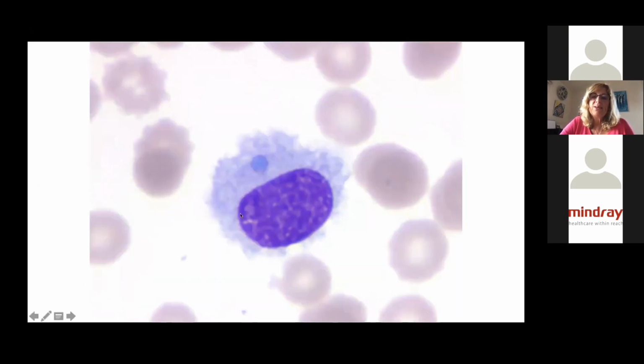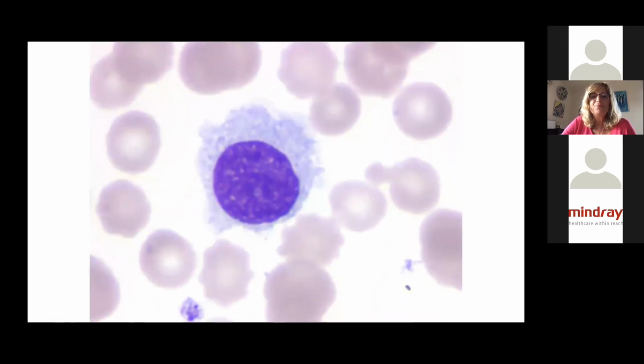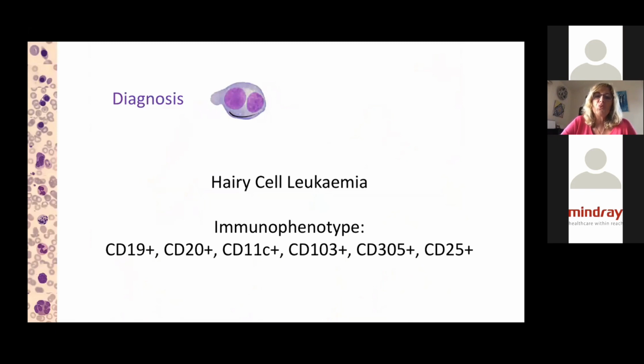Another hairy cell showing this cytoplasm. This cytoplasm is not really basophilic, and is showing a lot of villi along the perimeter of the cell. Another one. Remember that this patient was for a medical check. The diagnosis was hairy cell leukemia with the typical immunophenotype of this disease: CD19, 20, 11c, 103, 305, and 25.